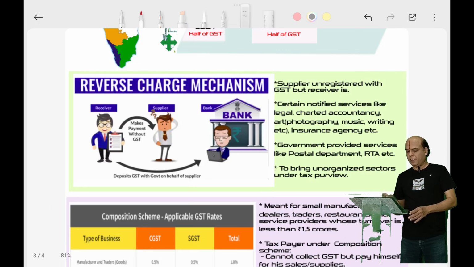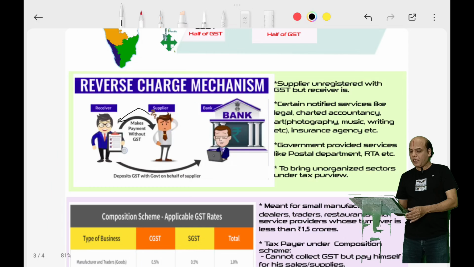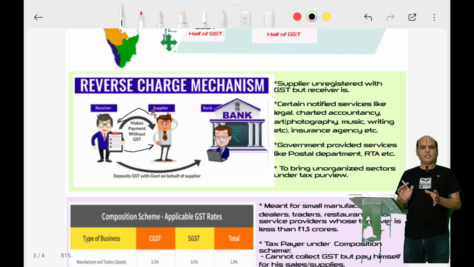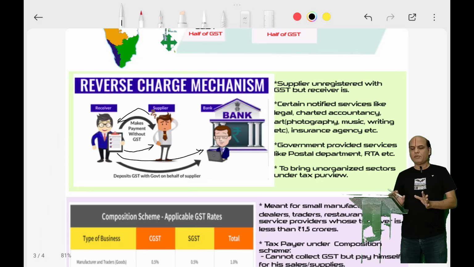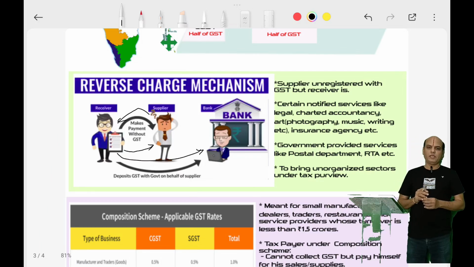Here what is happening? Supplier will supply goods to the receiver. Receiver will only pay the worth of goods to the supplier. And whatever is the GST to be paid, he will directly pay to the bank. This is called reverse charge mechanism.